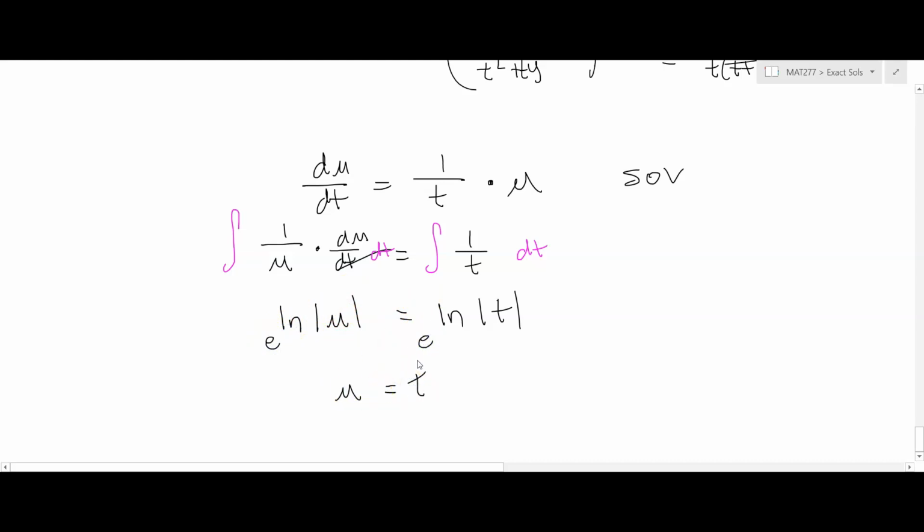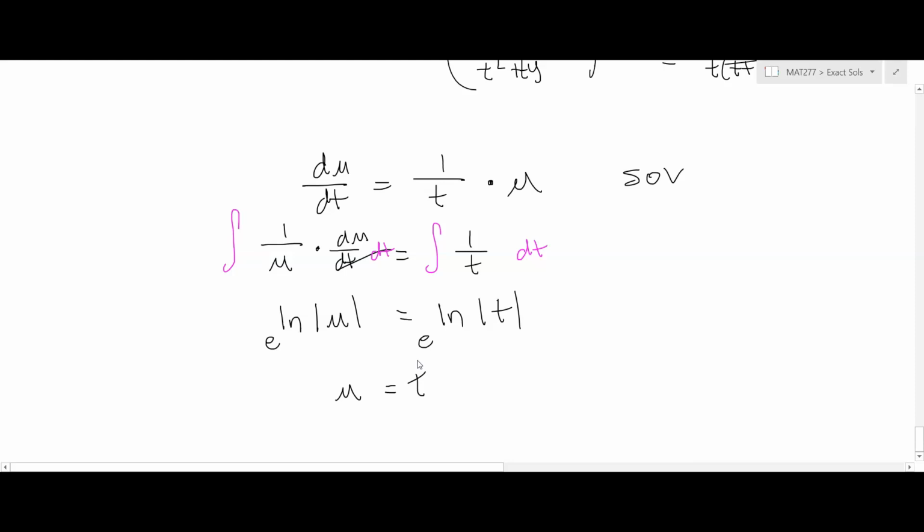Great. So now that we have mu equals t, we can multiply both sides by this integrating factor and find out that suddenly our equation is exact.